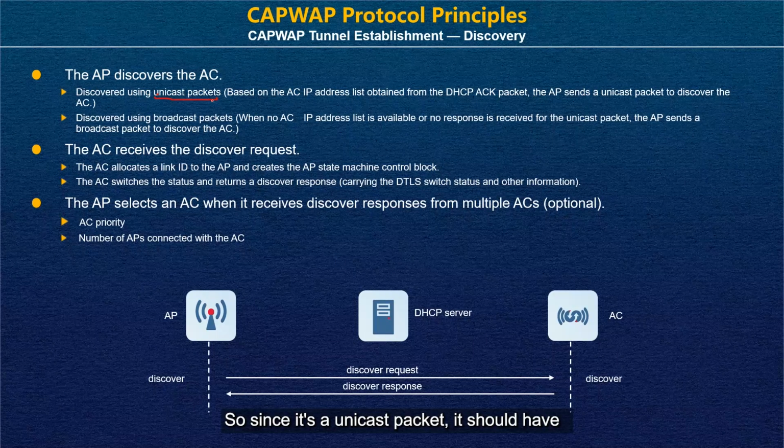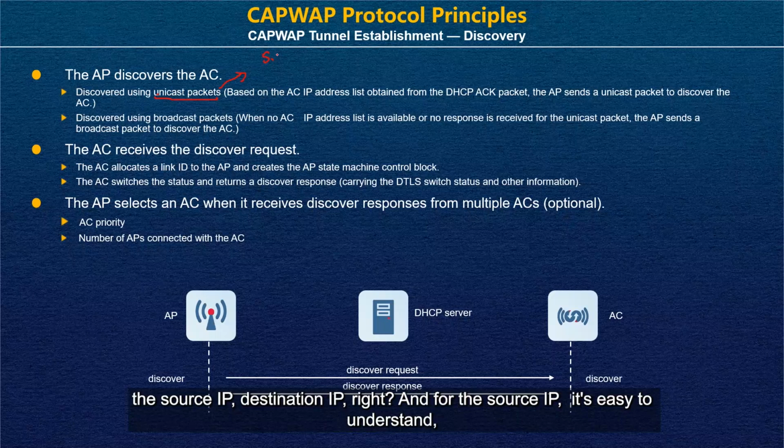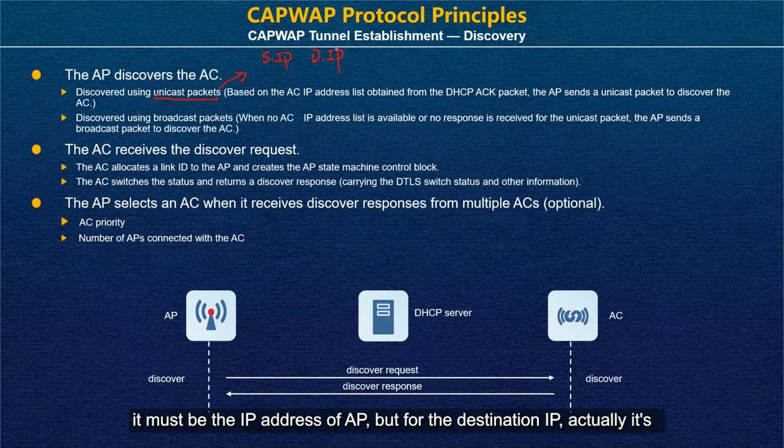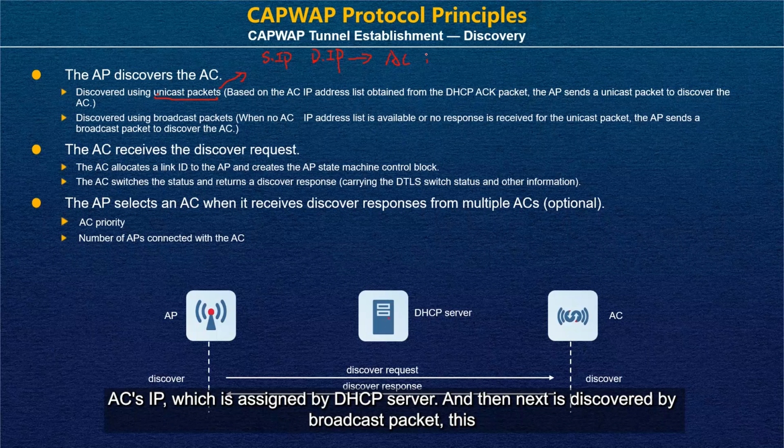So since it's a unicast packet, it should have a source IP and destination IP, right? And for the source IP, it's easy to understand. It must be the IP address of the AP. But for the destination IP, actually it's the AC's IP, which is assigned by the DHCP server.